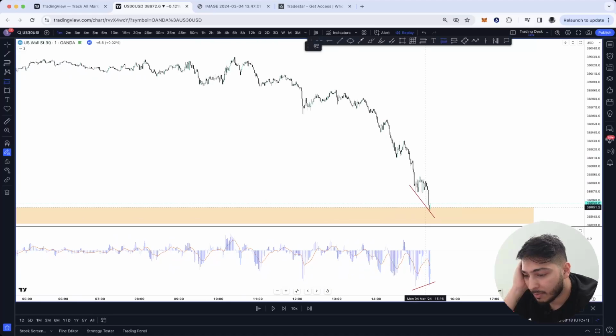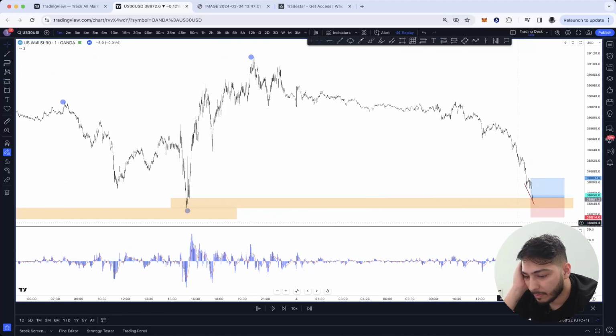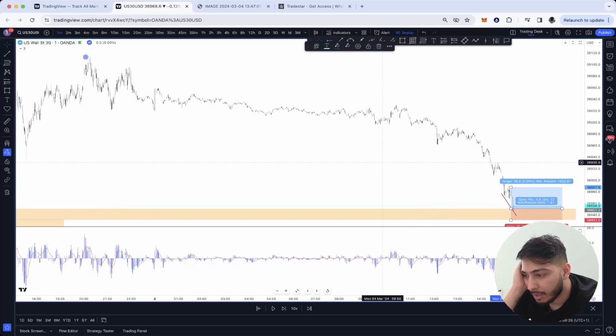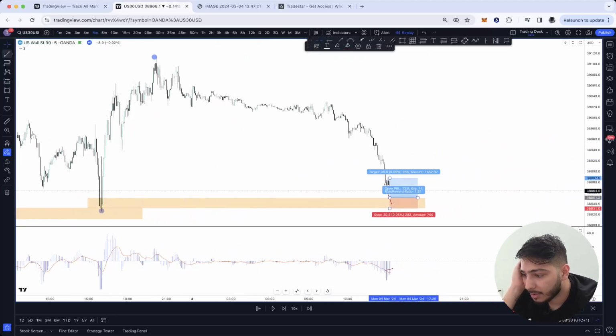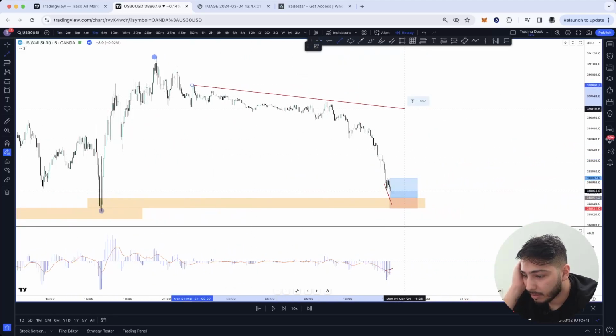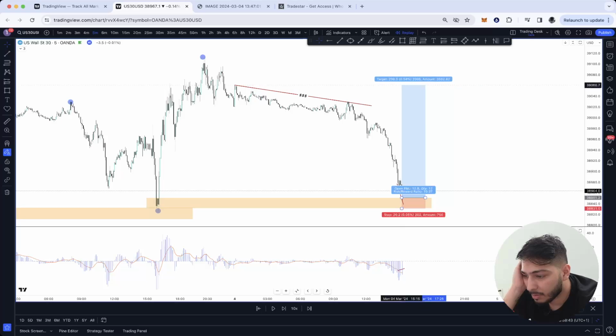And all we did from there was we slapped on our RR tool. We put our risk at the low. And then we looked for targets, right? We looked for upside targets. And in this case, I liked this area up here because there's all these highs. They haven't necessarily been taken out. I put the TP somewhere up here.